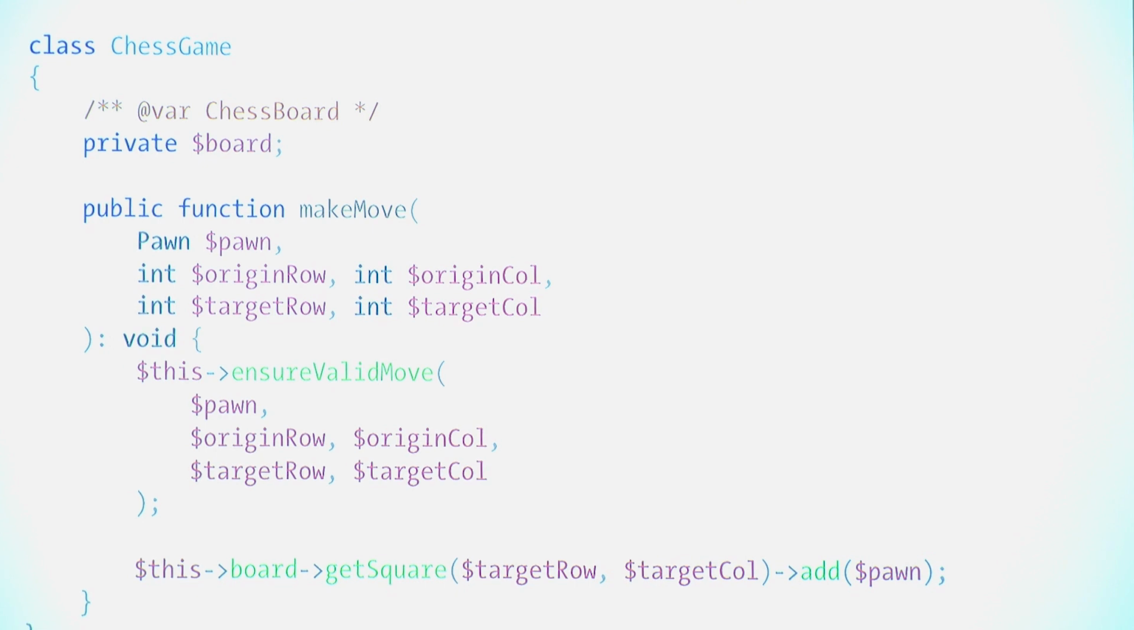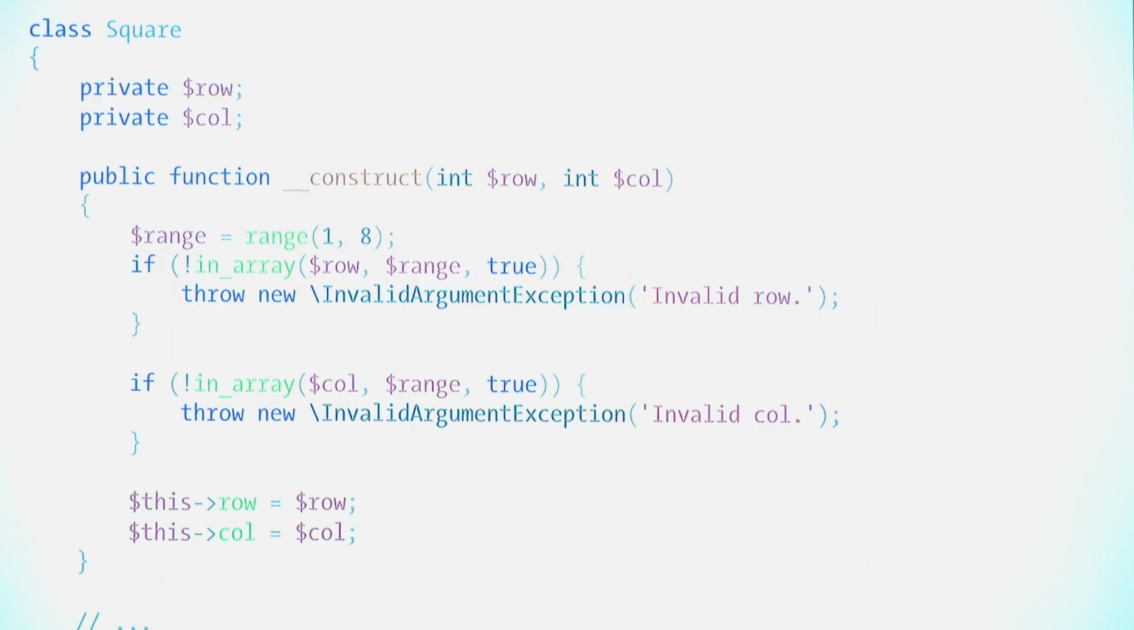Yeah, the coordinates. As you can see, we are using, in this case, 2 primitive attributes, 2 integers, origin row and origin column. And in fact, the properties form some coordinates or they represent a cell on the board. So maybe I could encapsulate them into a cell or square object, right?